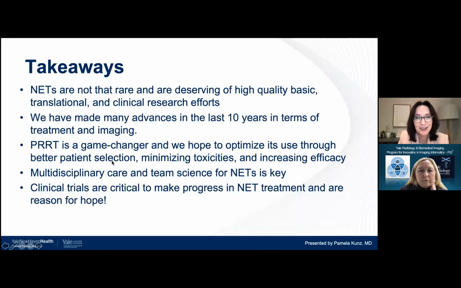So takeaways, I hope you've learned that NETs are not that rare. They are deserving of high quality, basic translational and clinical research efforts. We've had incredible advances in the last 10 years. PRRT is really a game changer, and I expect the next decade of clinical trials to be looking at better patient selection, minimizing toxicities, and increasing efficacy. And multidisciplinary care and team science is really key for this disease.